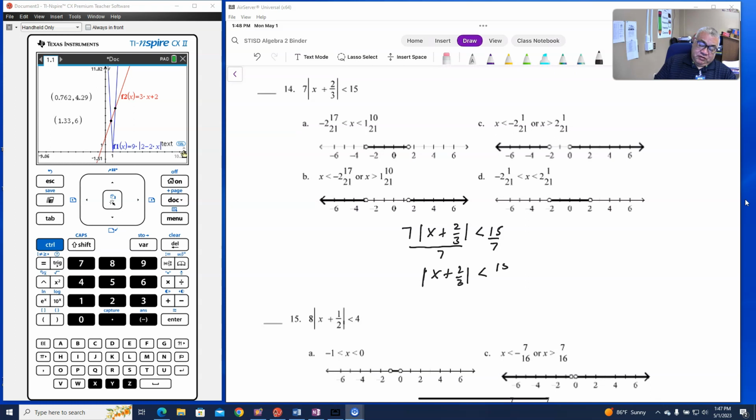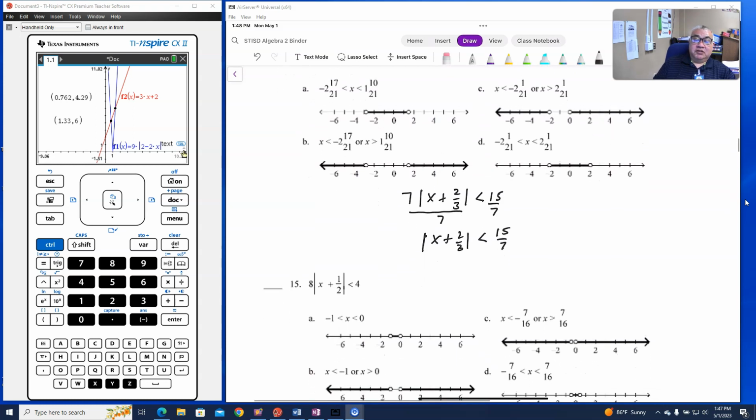is less than 15/7. Now, with absolute value, I know we're working with fractions, but you need to understand that there's always going to be two possibilities. So these are the two possibilities, and I'm going to take off the absolute value bars. So you have x plus 2/3 is less than 15/7, and then the other one will be x plus 2/3 is greater than, and remember, if it's 15/7, it has to be negative 15/7.